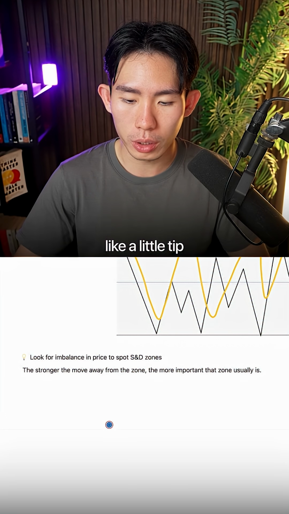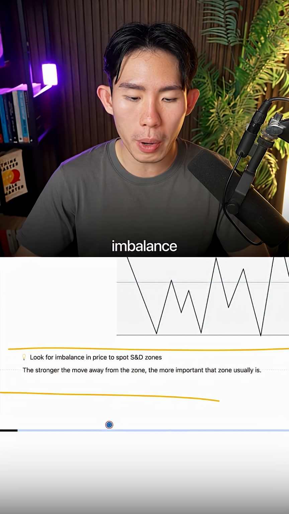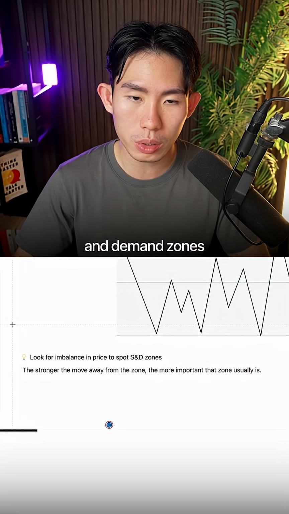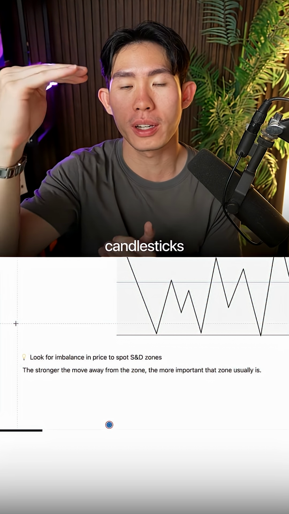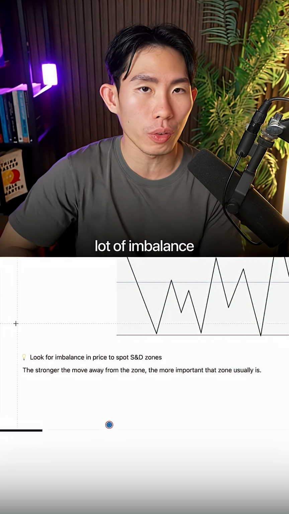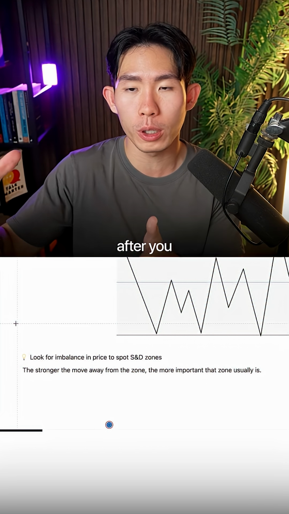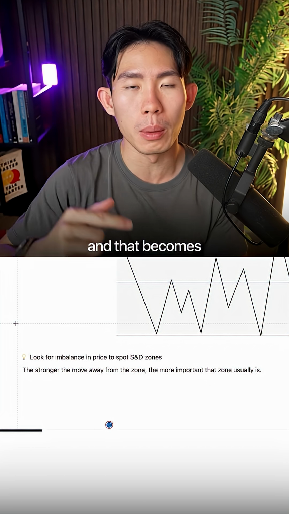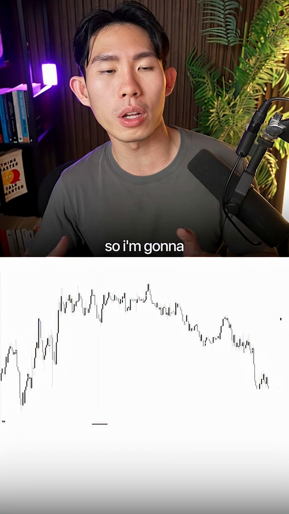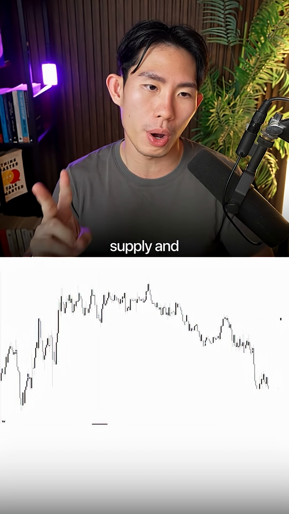So I have put a little tip right here for you, and that is to look for imbalance in price to spot supply and demand zones. Scan the charts and look for big juicy candlesticks, because big juicy candlesticks indicate to us that there's a lot of imbalance in price, and all you have to do after you find the imbalance is to find the origin point of the imbalance, and that becomes your supply and demand zone. So I'm going to give you two methods to identify your supply and demand zones.